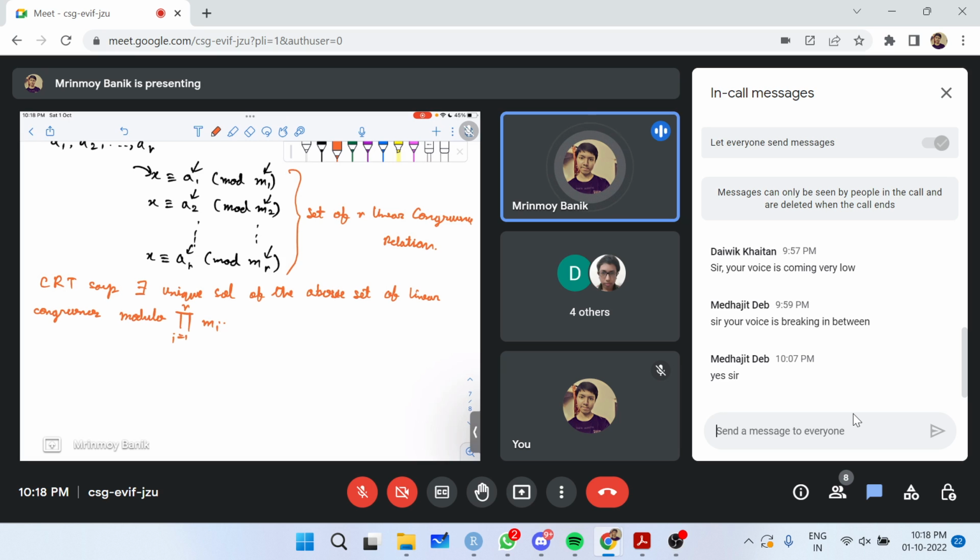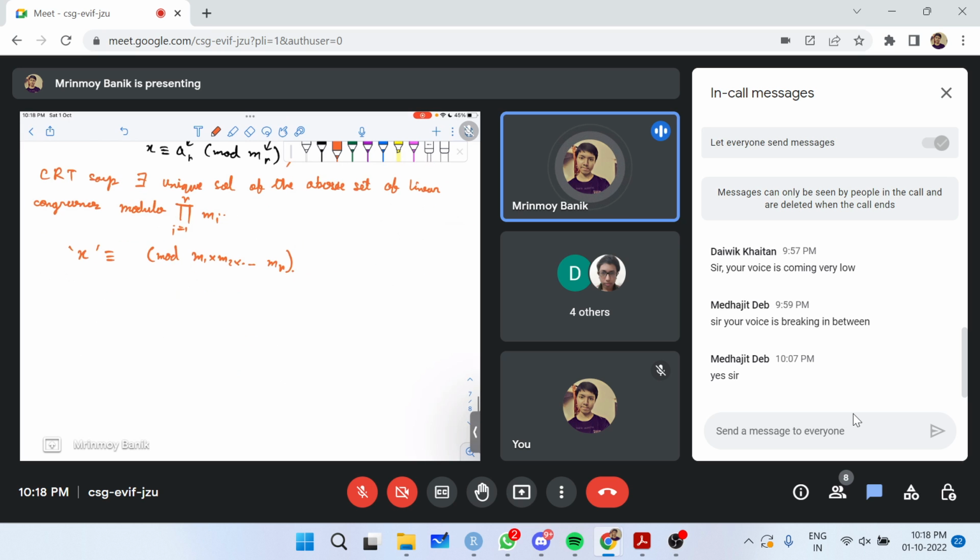So basically, it says the above set of equations has a solution. That is, there exists some x such that it satisfies all R of them, and that x is unique when we take mod the product of all the divisors. That is M1, M2, up to MR.